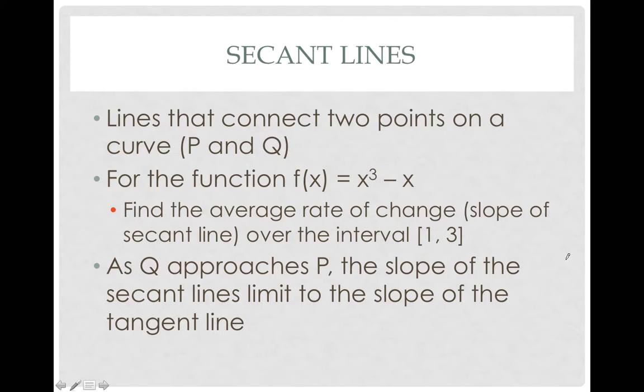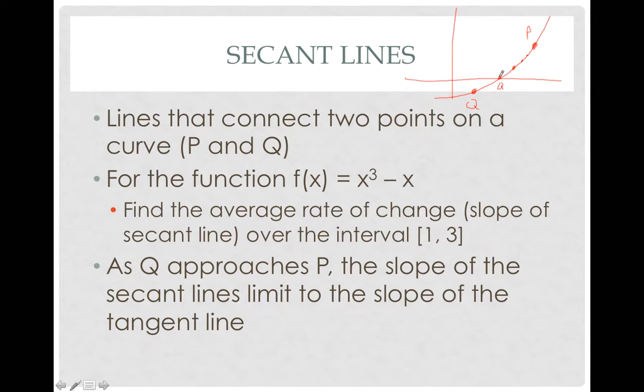This is very important for us to understand, this is where the limits connect into derivatives and tangents. If I had the point P and I had the point Q, I could get some sort of secant line between P and Q. As Q approaches P, so now I have Q up here, and as Q gets closer and closer and closer to P, the slope of the secant line limits to the slope of the tangent line.